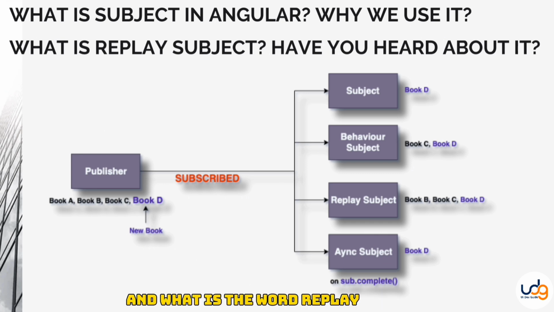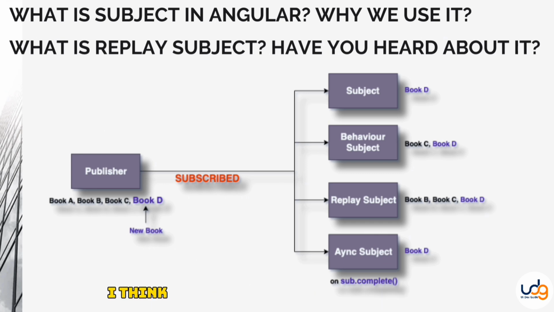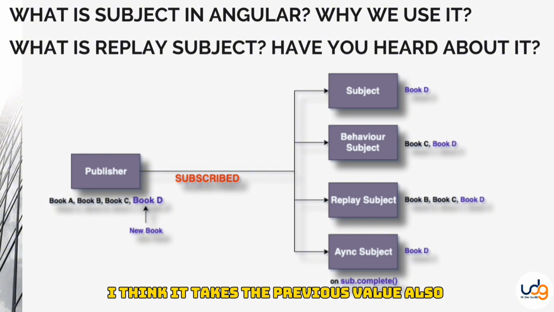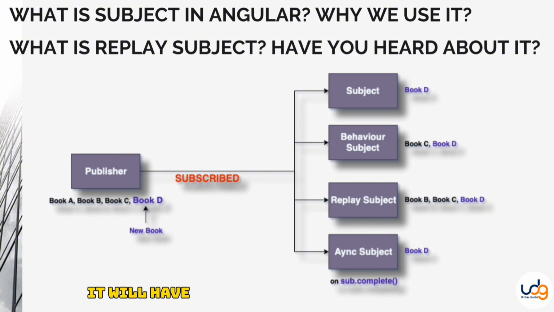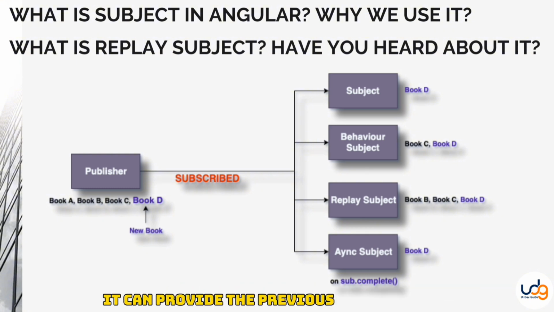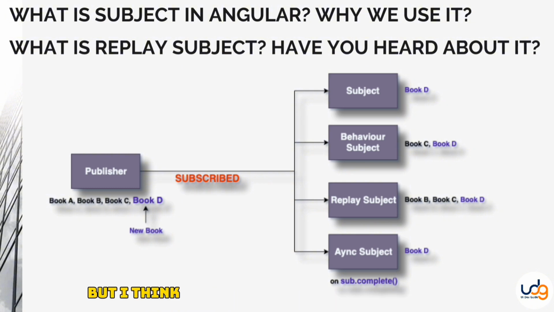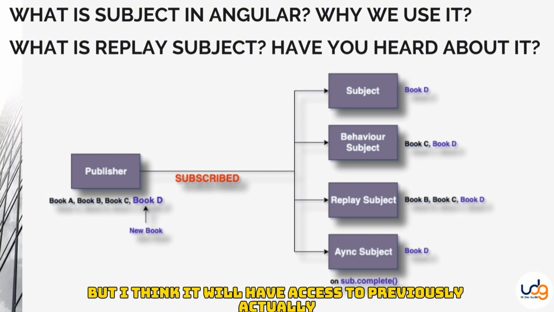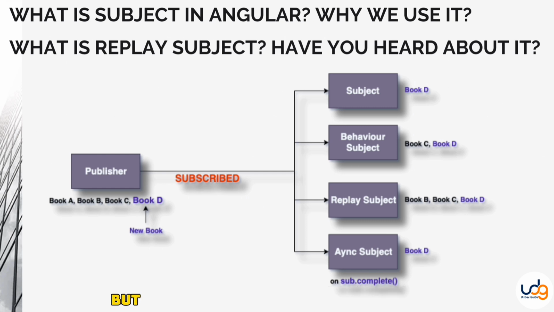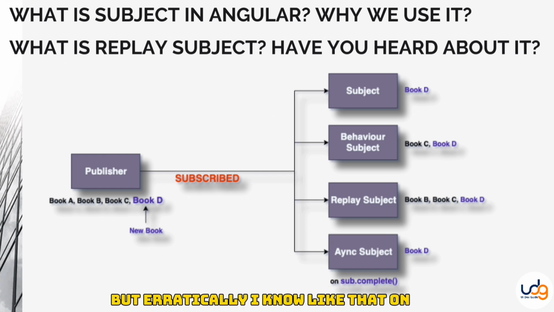And what about ReplaySubject? Have you heard about it? I think it takes the previous value also. It will have access to the previous value as well. Suppose to a subject I pass next with some value, it will not provide that current value, only the previous one? Is that what you are saying? I think it can provide both, but it will have access to the previous one. Actually, I haven't used that in my project, but theoretically I know it like that only.